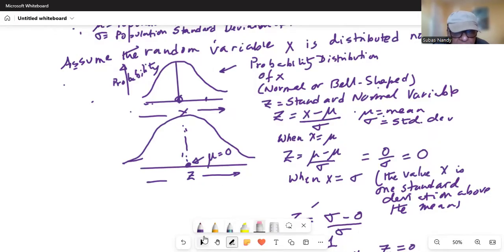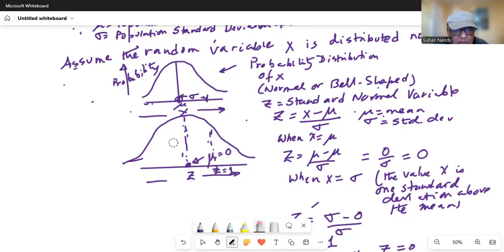So this is one standard deviation, this distance from here to here. And remember the center is mu. Here the center is 0. And when it is one standard deviation above the mean, this point will translate to the z curve as z equal to 1.